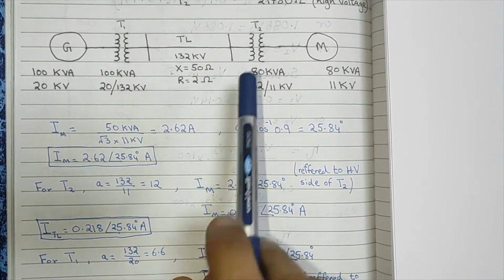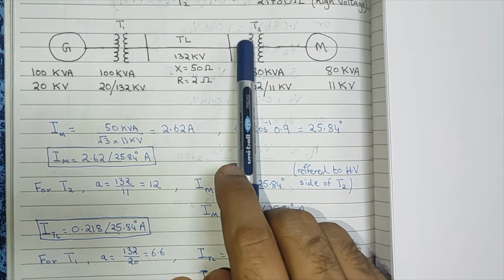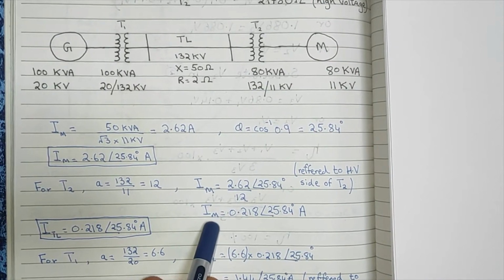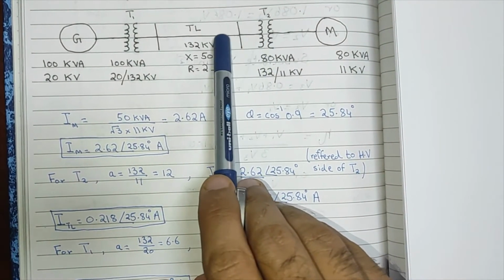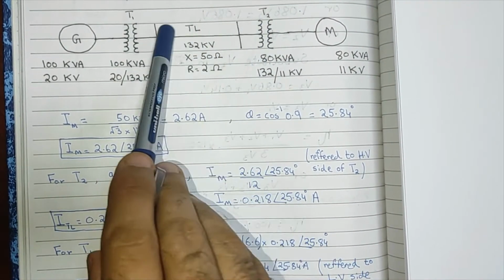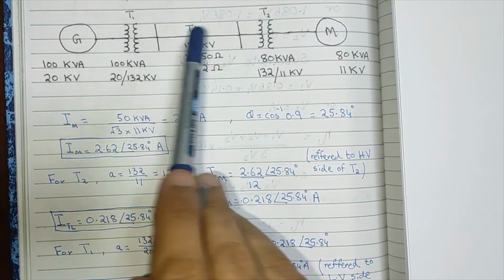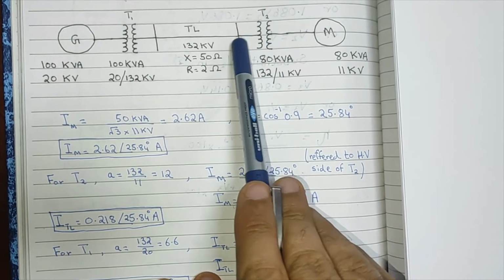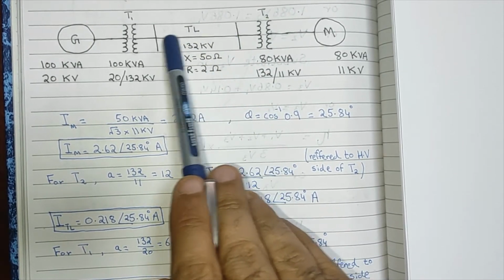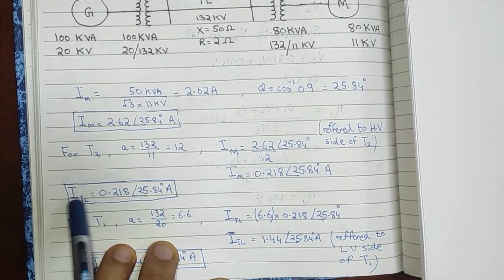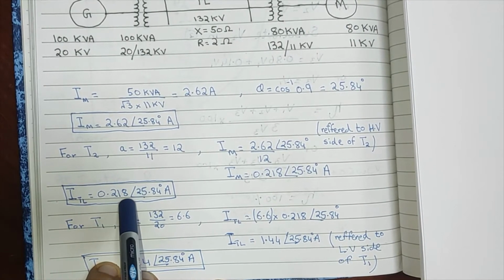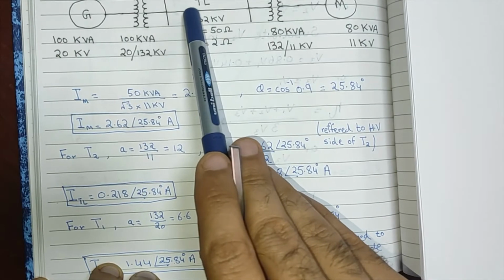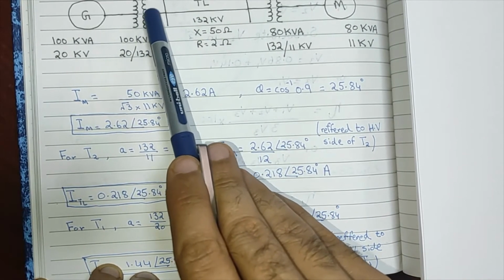So this will be the motor current referred to the high voltage side of the transformer. High voltage side is this side. So this will be the current, and this will also be the same current in the transmission line, because this is a series connection, and whatever current you have on the high voltage side of this transformer will be the same as the current in the transmission line. So ITL will be this 0.218 angle 25.84 ampere, and this same current will also be on the high voltage side of T1.